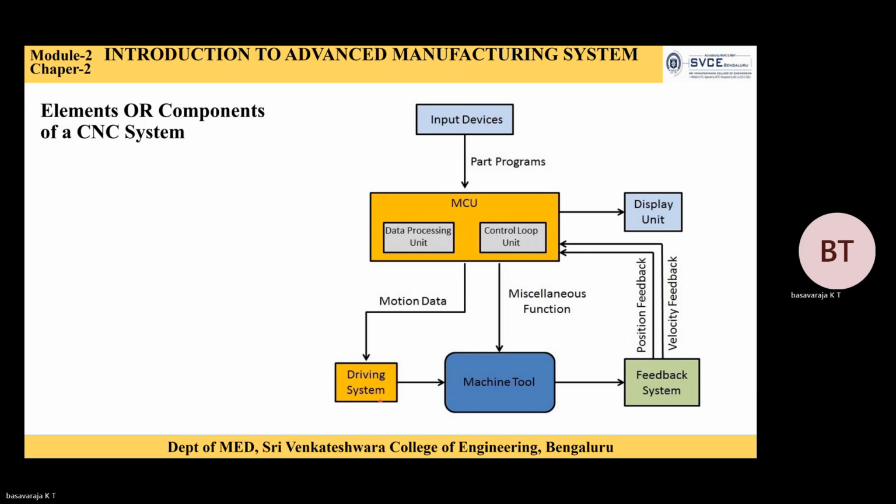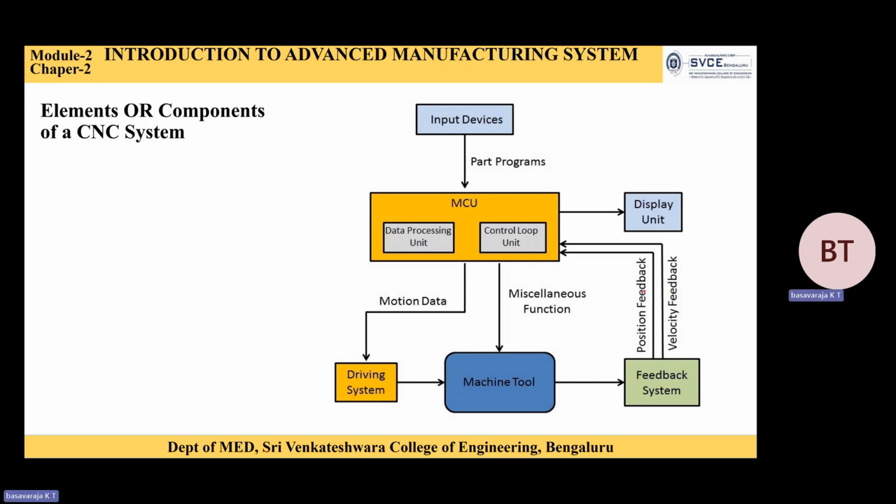A set of instructions is given to the MCU. The MCU will change its language into machine language and supply it to the machine tool. The machine tool will execute a particular task. After completion of the task, the machine tool sends signals to the feedback system. The feedback system receives the signal from the machine tool and again sends the signal to the MCU, supplying the information to the MCU. The MCU again supplies the information to the display unit.